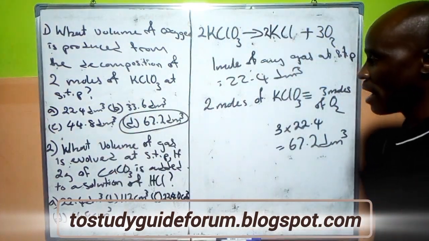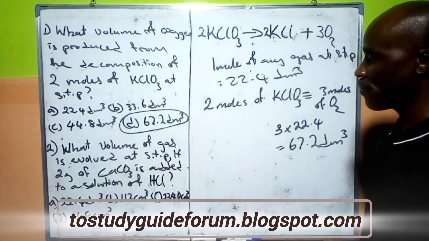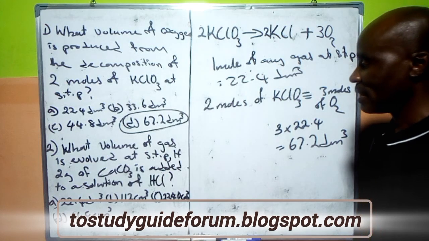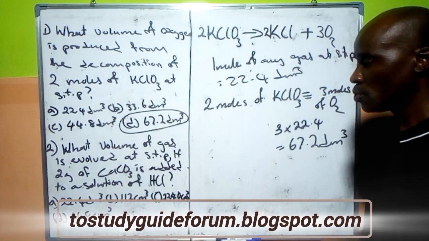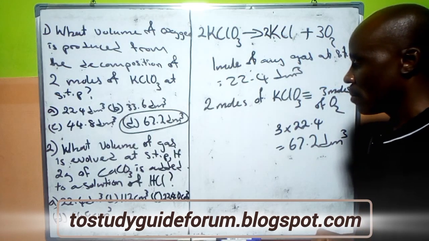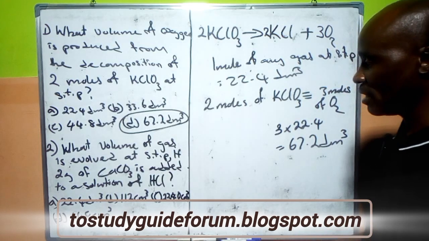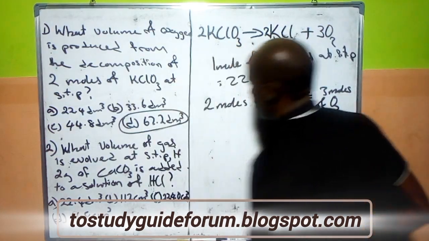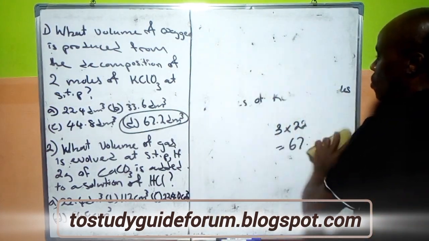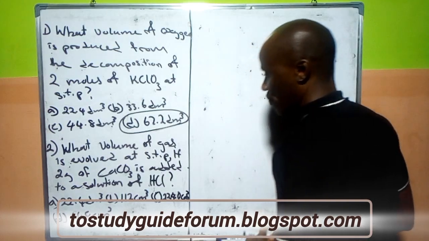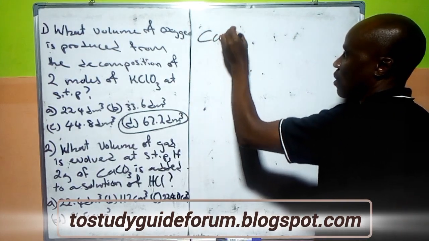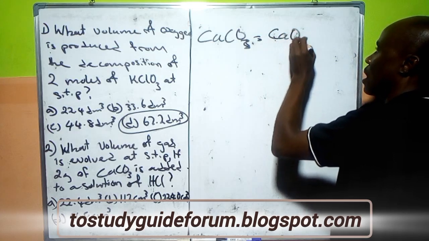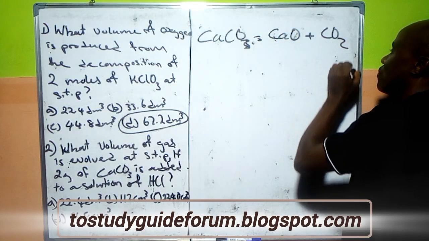So the next question says, what volume of gas is evolved at S.T.P. if 2 grams of calcium trioxocarbonate(IV) is added to a solution of hydrochloric acid? So let's see what we'll get in this one. We'll also need to write a balanced chemical equation of it. A balanced chemical equation of the decomposition will give us calcium oxide and carbon(IV) oxide.